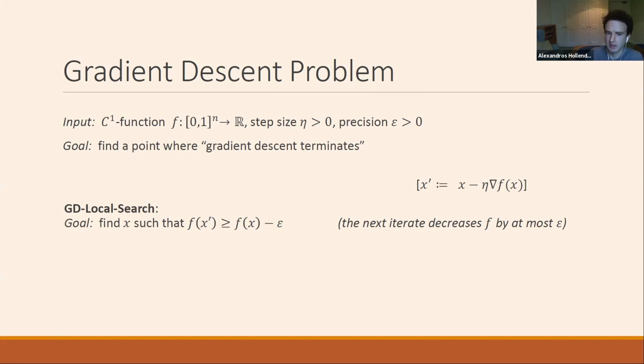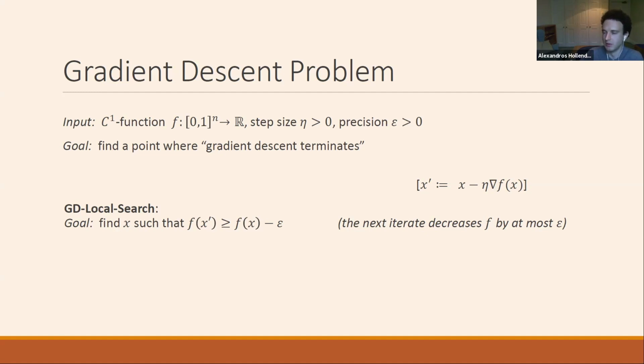Here we stop gradient descent as soon as the next iterate does not decrease f by enough, so it decreases f by at most epsilon. In other words, we're just running gradient descent, and if we end up at a point where the next iterate only improves the value of f by epsilon, then we just stop at that point. The computational problem is to find any point where this holds, where the next iterate would not improve us by enough. So this is viewing gradient descent as a local search kind of algorithm.